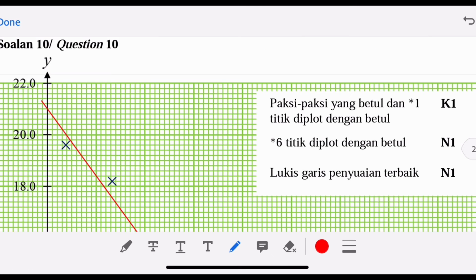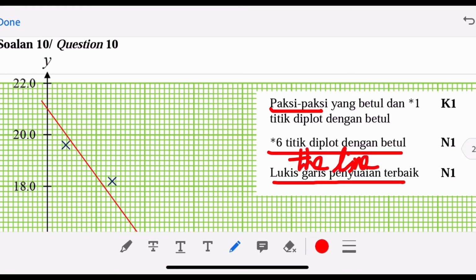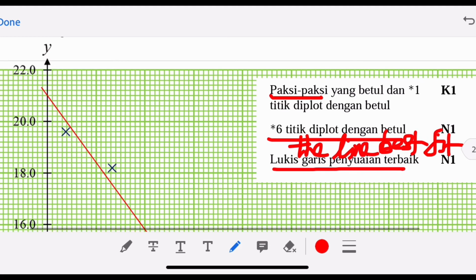Right. Now I'm going to show you how to plot a linear graph, the line of best fit. So how they give marks is based on your axis. The axis must be correct, and then all the points, all the 6 points must be plotted correctly, and then you must draw the line of best fit. The line of best fit, still remember? Alright, so let's have a look.